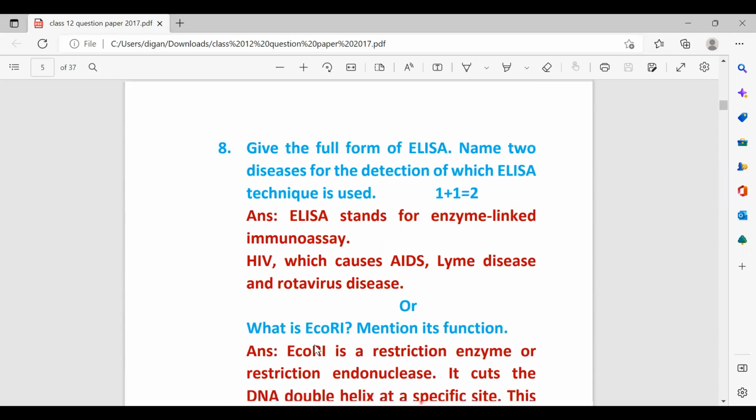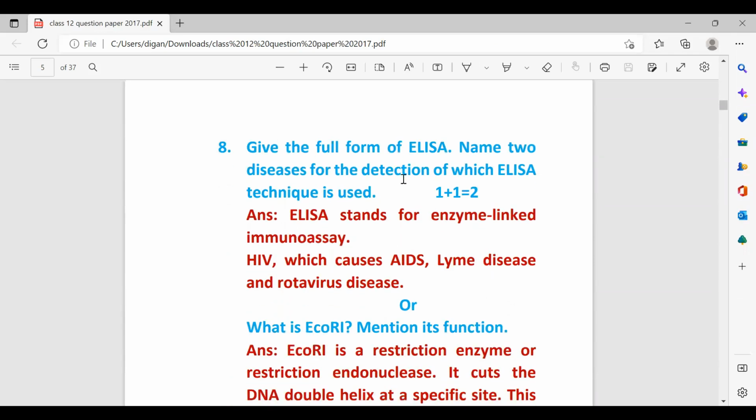Next question, give the full form of ELISA. Name two diseases for the detection of which this technique is used. The full form is enzyme linked immunosorbent assay. And HIV, which causes AIDS, and the rotavirus disease are detected with the help of this technique.